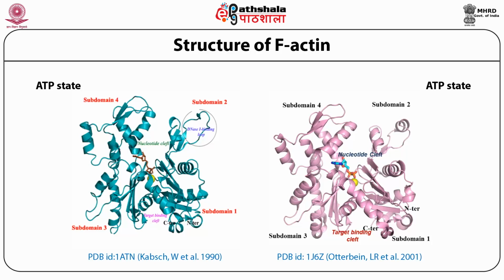The subdomain 2 in the ATP state is actually a loop, and the ATP state was also determined in complex with DNase 1 loop. That could be the other reason why domain 2 is a large loop. In the case of the ADP state, you can see that domain 2 is actually a helix. So the loop converts into the helix, and the domain moves closer to domain 4.